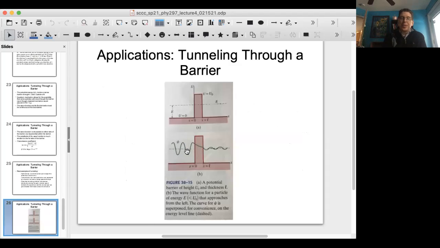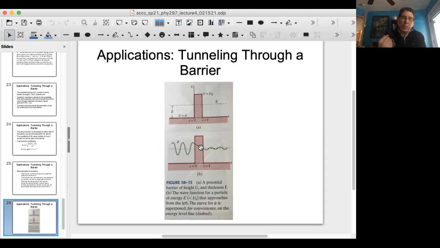This is how the wave function looks. It's sinusoidal outside the barrier. You get to the barrier, it becomes exponentially decaying. And then you get to the other side and it's sinusoidal again, but there's a much smaller amplitude in the wave function, which basically means there's a much lower probability of finding the electron or whatever other particle on this side of the barrier than there is on the other side. That's basically what's meant by barrier penetration.